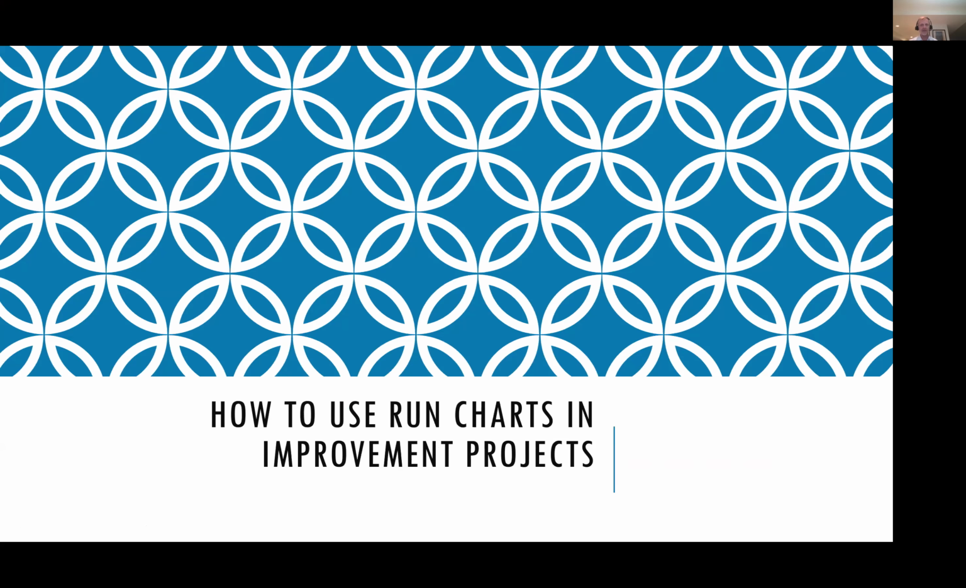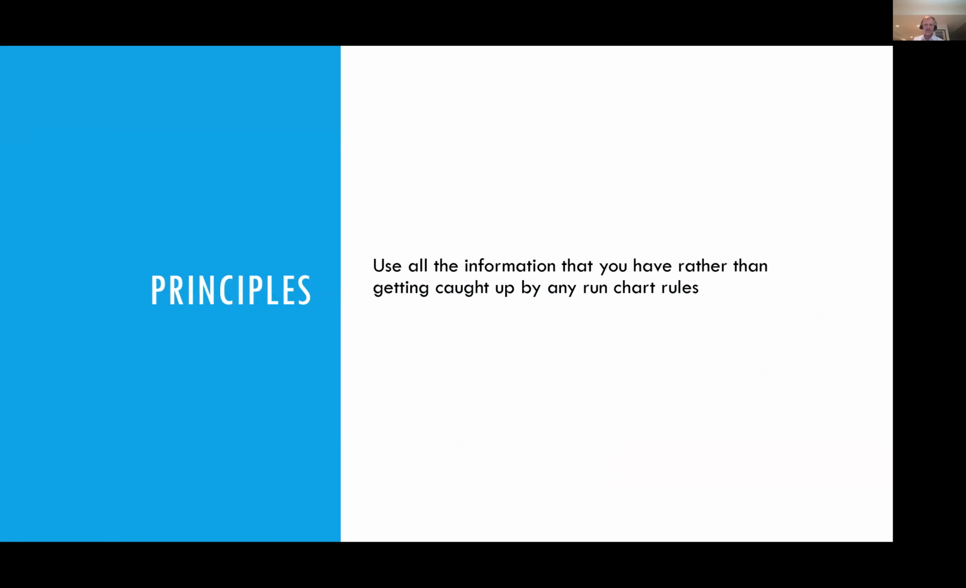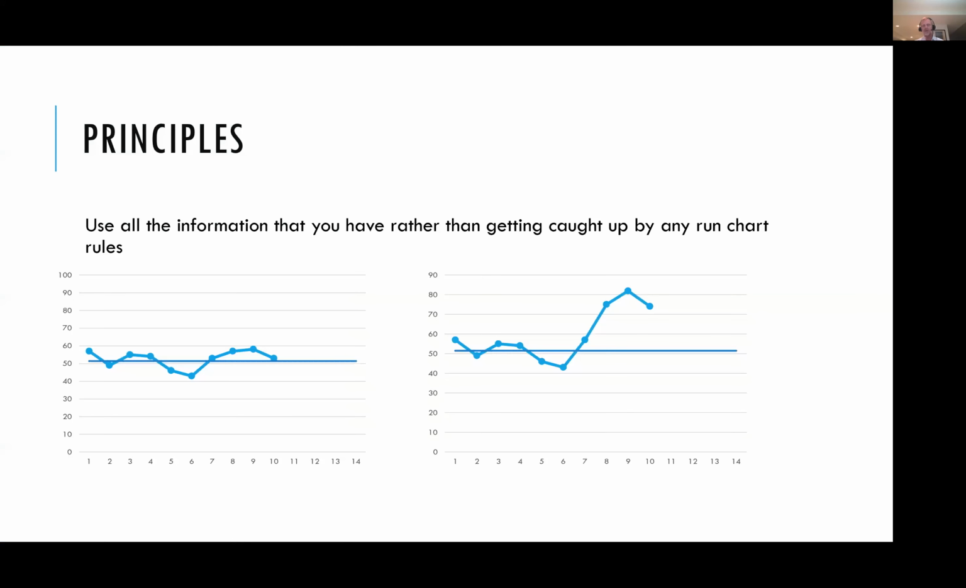Now let's talk a little bit about how to use it. There are a couple of principles here. First of all, you should use all the information that you have, not just run chart rules. Both of these graphs would say the same thing on a run chart. They both have a run of 4. But the second one, the one to the right, is obviously a lot more compelling because it's moving a lot further away from the median. So you have to take that into consideration. There's no math behind that, but use common sense.